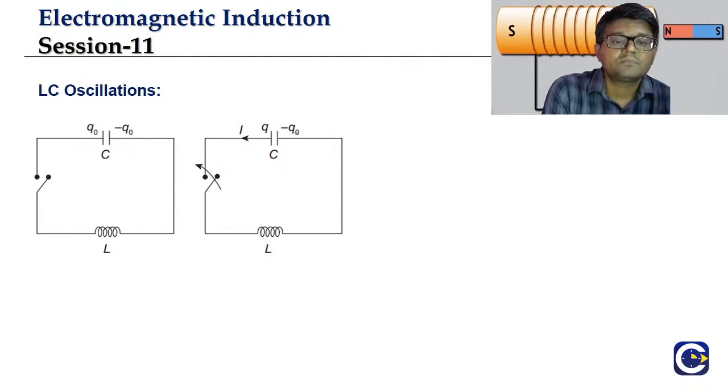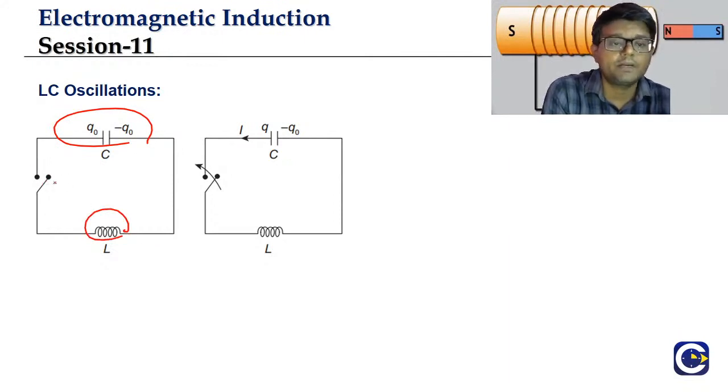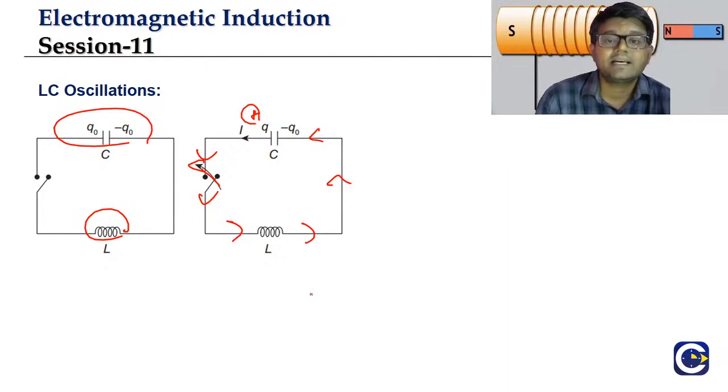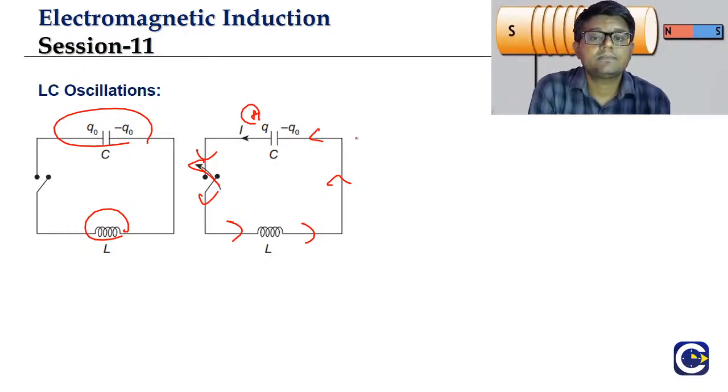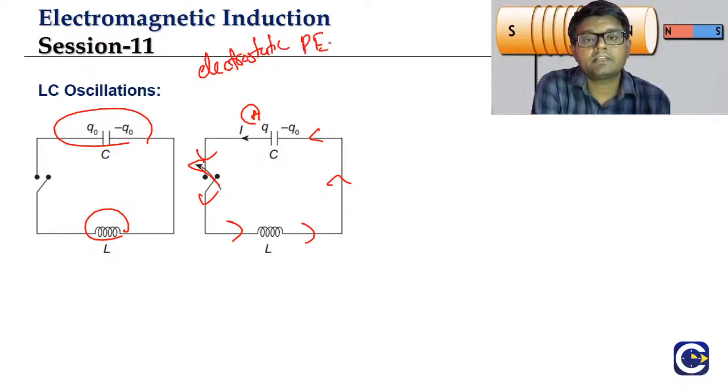If you have the charged capacitor and we connect an inductor across it, initially before you start the circuit, the key will be open. You close the key. What is going to happen? From the positive plate, the charge is going to go into the circuit and it will reach the negative plate. So this is what we call the current. There will be a current that is established. So what is going to happen in the process? The capacitor plate is going to lose the charge, meaning the electrostatic potential energy on the capacitor will be decreasing, because it is losing charge. What is the potential energy of the capacitor? Q square by 2C is the formula, right?